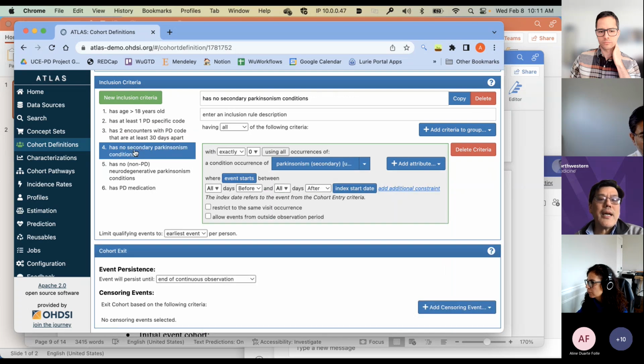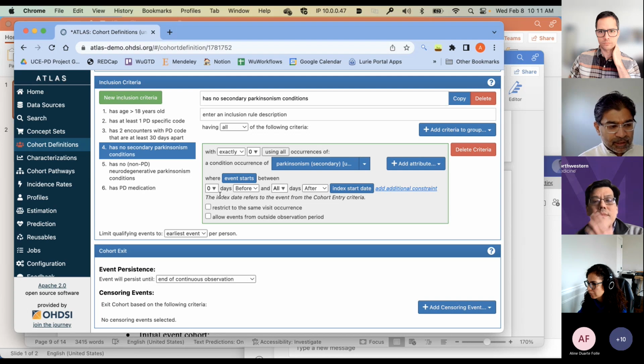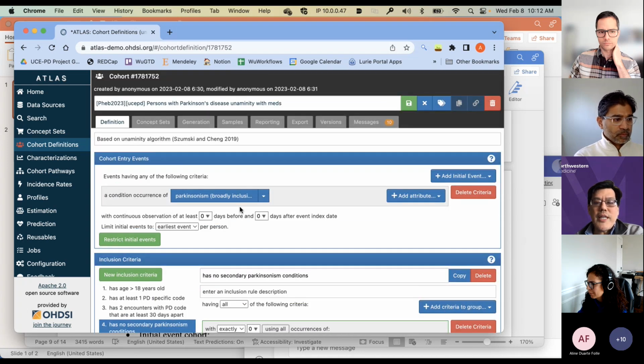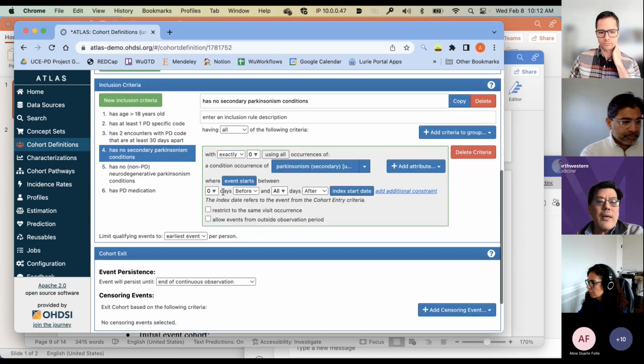And then has no secondary Parkinson's, so 0 occurrences of the secondary Parkinson's concept set. And I don't know if I have to set this as 0 days before as well. If you do it that way, 0 days before and all days after, you're limiting to the period in the future. So if somebody had secondary Parkinson's before the index date, they would still be in. Yeah, but all of these codes are included within the broadly inclusive set. Perfect. So it will be okay.